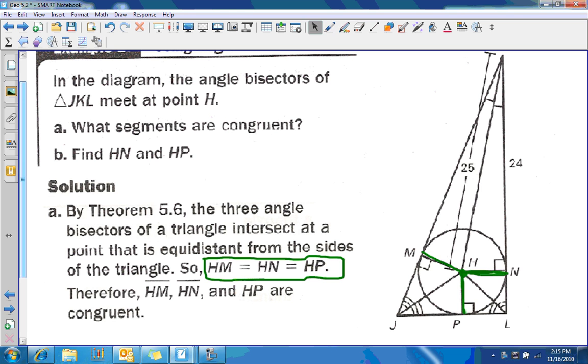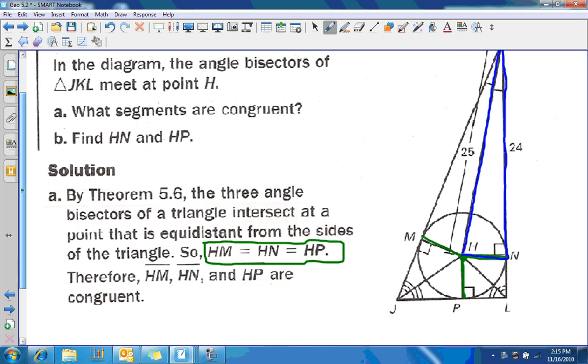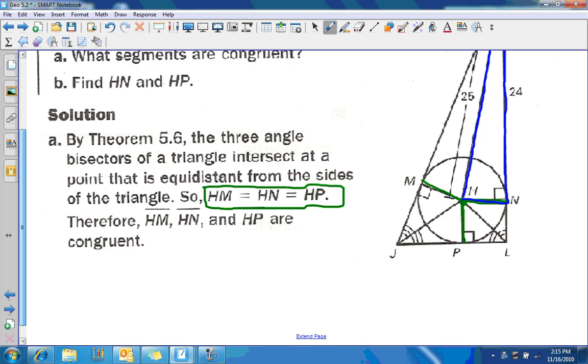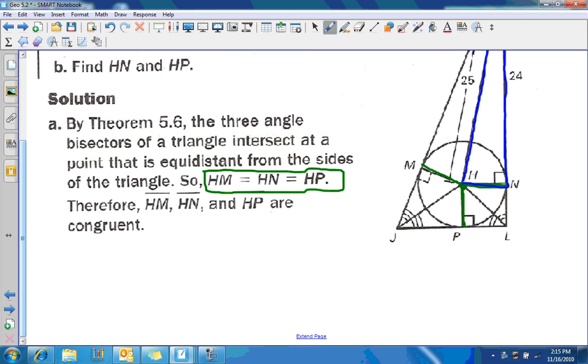But I've got to find some way of figuring it out. The only piece of information that's given to me with numbers is this length right here and this length right here. What kind of shape is that? A triangle. What kind of triangle? What do you see in that corner? It's a right triangle. And if I know two sides of a right triangle, can I find the third side? Remember how to do it?